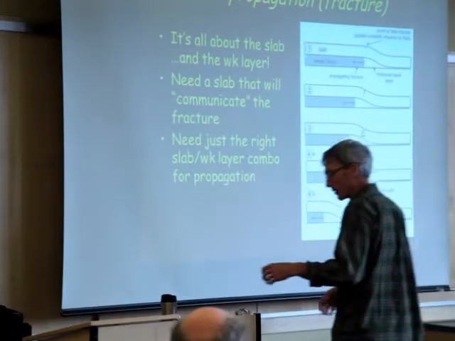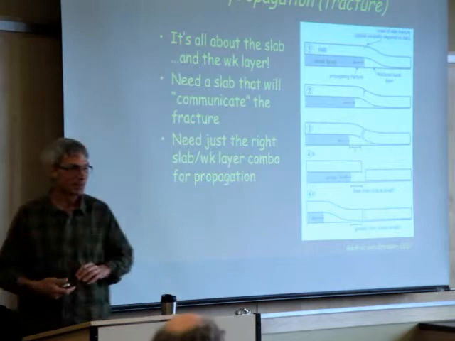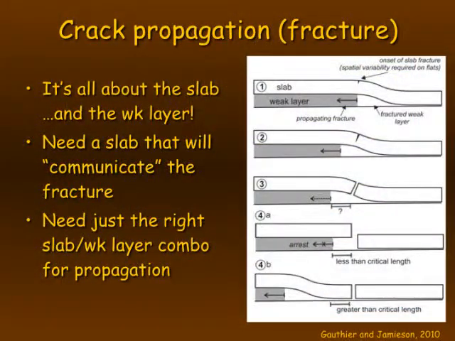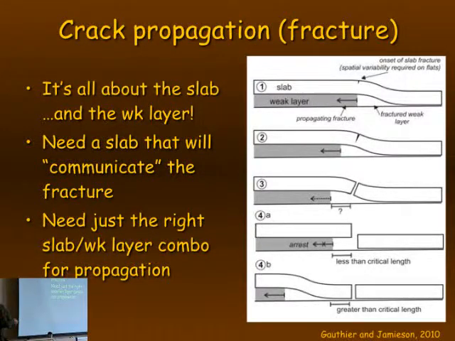Slab seem relatively safe. So, with crack propagation, it's really all about the slab and the weak layer together, right? We need a slab that's going to help communicate the fracture, and you need just the right slab and weak layer combination. And this is a graphic out of a paper that Dave Gaudier and Bruce Jamieson presented at ISSW.